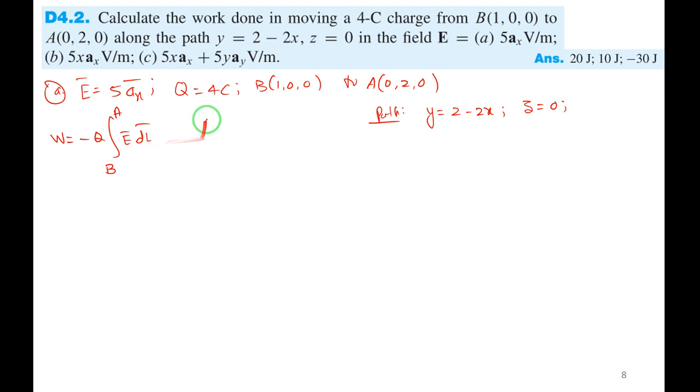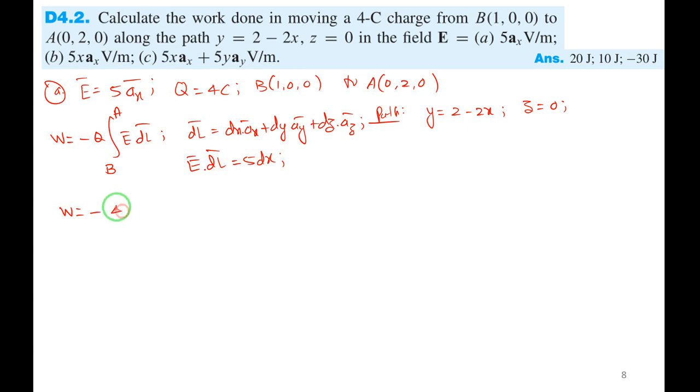We know E, E is given. What is dl? dl is dx into a_x in Cartesian system, plus dy into a_y, plus dz into a_z, right? So I want E dot dl. Just multiply the x component, 5 dx. It does not have a y component or z component, so those will be 0. E dot dl is just 5 dx, right? So we will rewrite the equation: minus q, q is how much, 4 coulombs, integration of 5 dx.